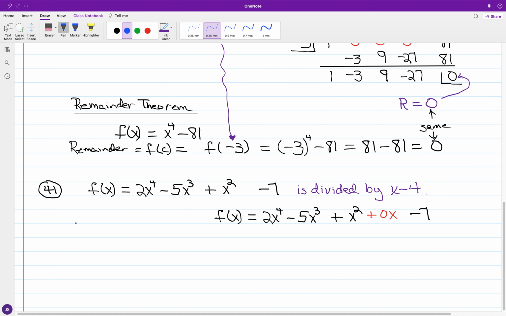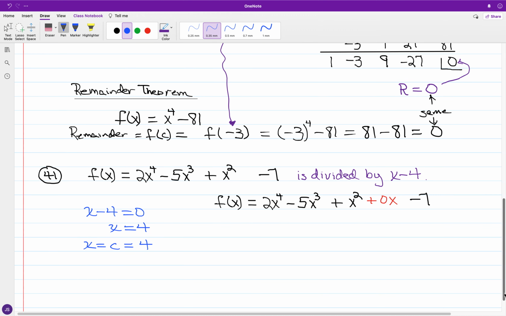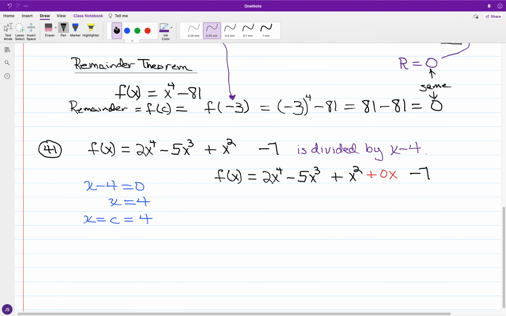And again, just for the setup. So the divisor is x minus 4. And if I set this equal to 0, we have x is equal to 4. On the side of utilizing the remainder theorem, c is equal to 4.